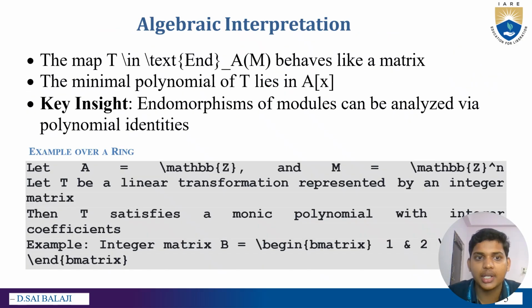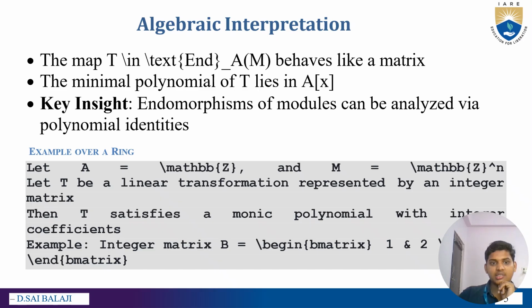Here is the algebraic interpretation. Here you may not understand, I will explain it clearly to you. The map T is in End of M, which means T is an endomorphism. End of M behaves like a matrix. The minimal polynomial of T lies in A of X, meaning the minimal polynomials in the matrix are in A of X. The key insight is that endomorphisms of modules can be analyzed via polynomial identities.